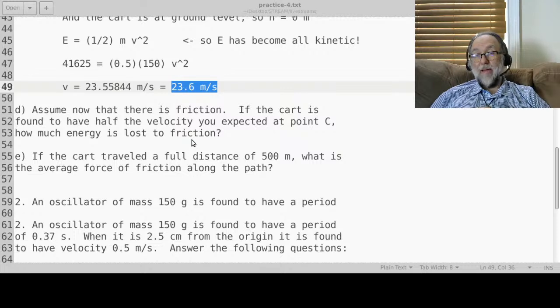So, you can imagine doing this experiment. You set up a go-kart on the top of a hill, and you make all the measurements, and you say, oh, I expect it to be traveling at 23.6 meters per second at the bottom of the hill. And you measure it with your instrument, and you find that it's only going about half of that, like 11.8 meters per second. You go, well, what happened? Well, what happened is that there was friction.